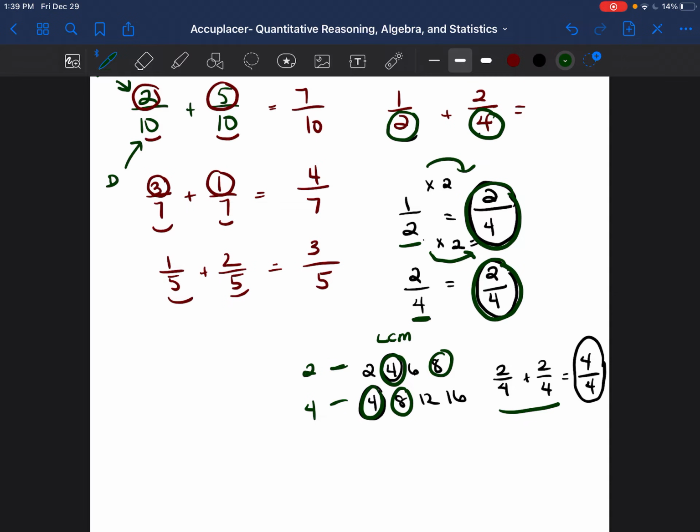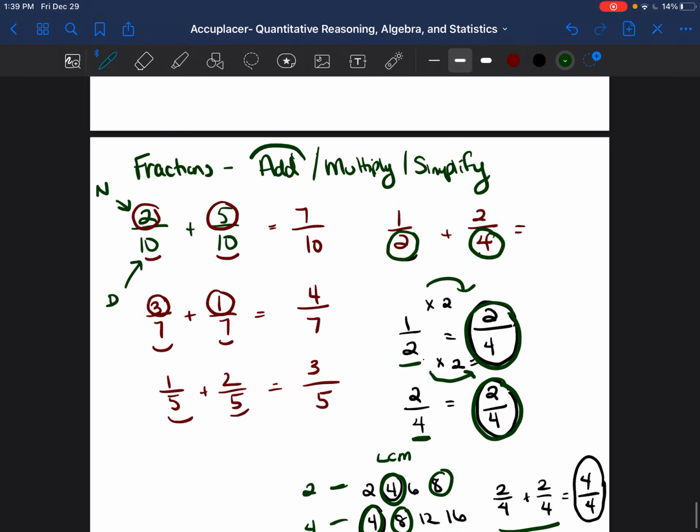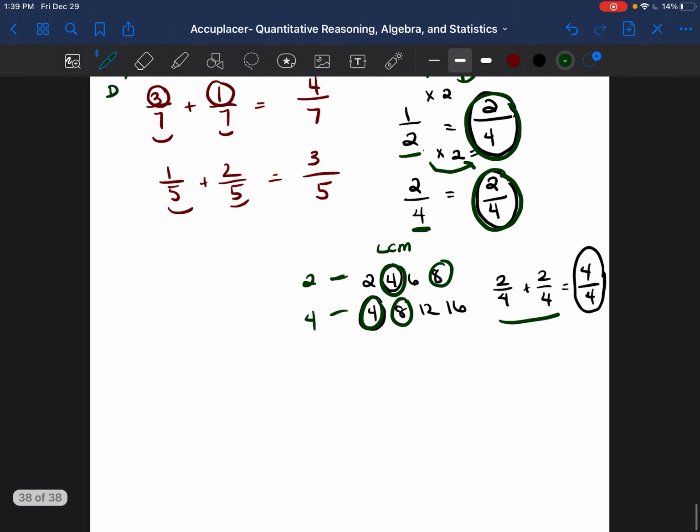But that's the basic. So now we've gone over adding fractions. So we've done adding fractions. Now I want to go over simplifying fractions. I know we're skipping multiplying, but I just want to talk about simplifying fractions. The reason why I want to go to simplifying fractions is because our answer is 4/4.